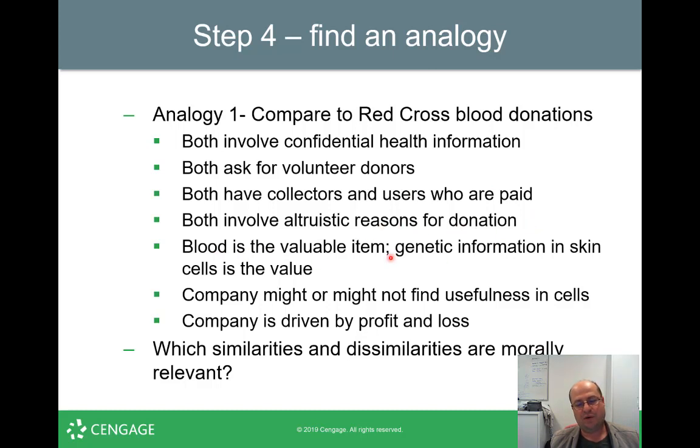Blood is the valuable item. Genetic information in skin cells is the value. The company might or might not find usefulness in the cells. The company is driven by profit and loss. So these are all the similarities and dissimilarities. Now, the key question is which of these are morally relevant for your decision? Again, it's your decision, right? This is one analogy.